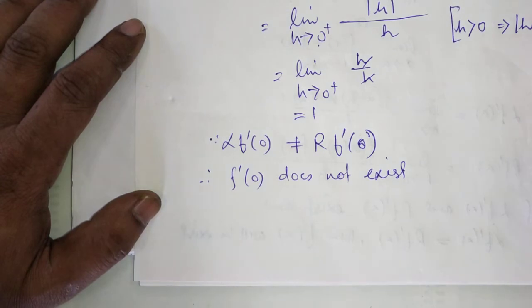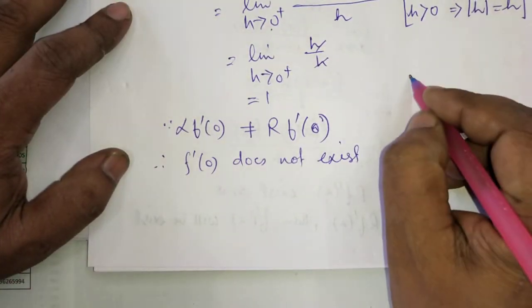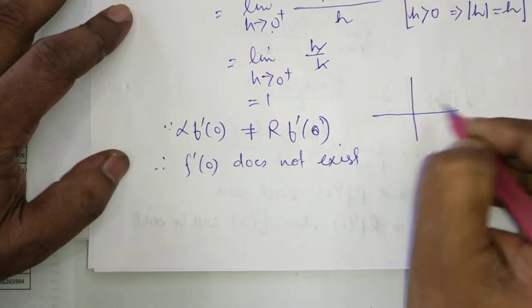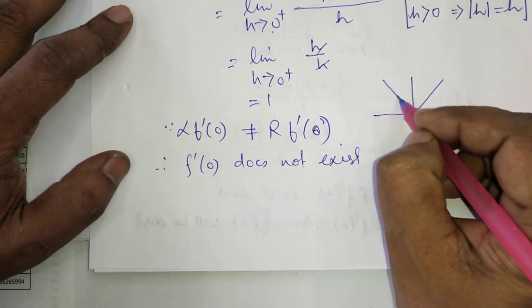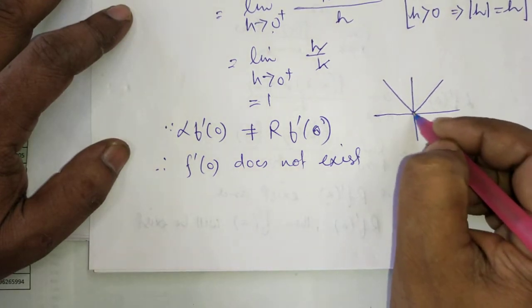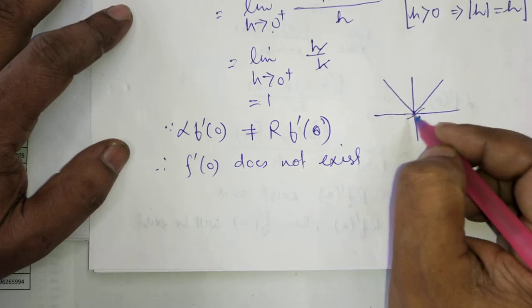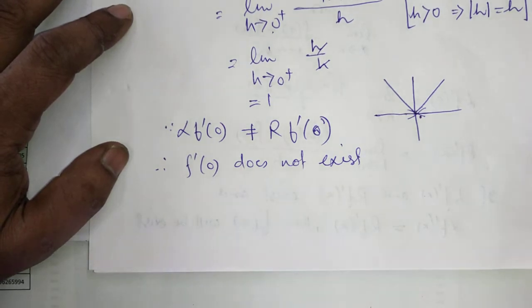That means at x equal to 0 you cannot get a unique tangent. Why? You see, if you go to the graph of modulus function, this is the graph of modulus function, okay? This is your 0. At that point 0, you can draw many tangents, and finally at x equal to 0 your tangent is not unique, and hence f dash 0 does not exist.